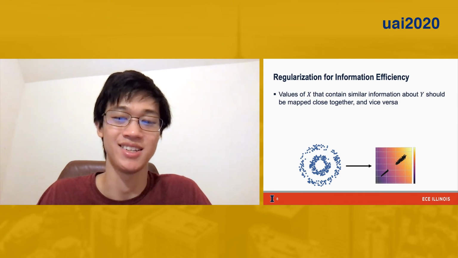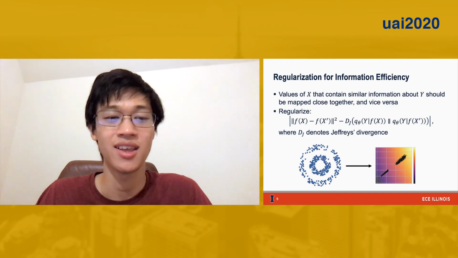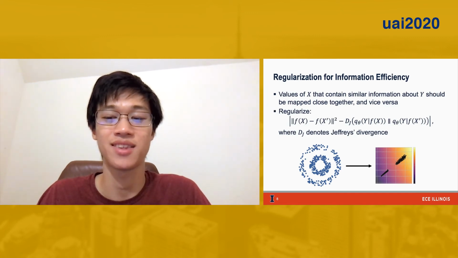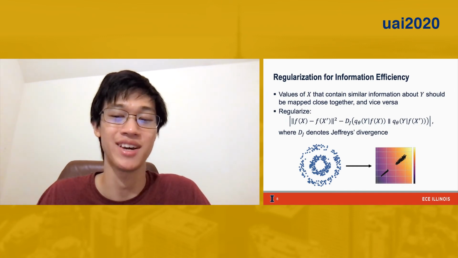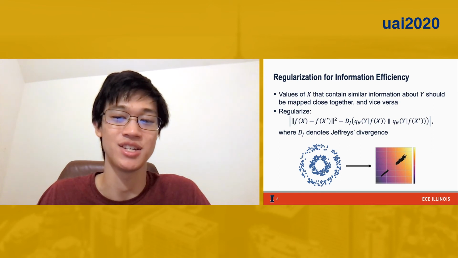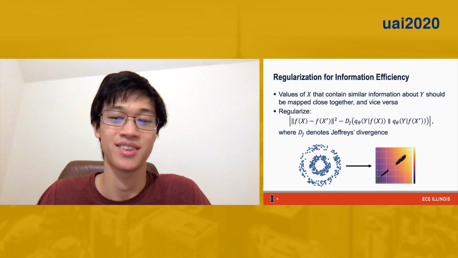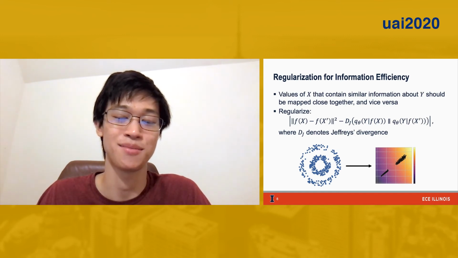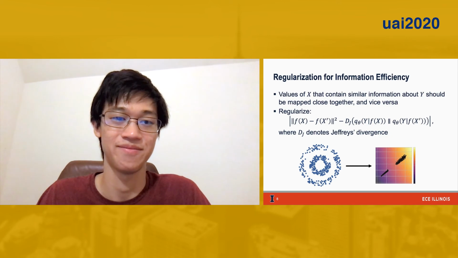We use this idea to define what we call the information efficiency property, and we introduce a regularization term that enforces this. Here, X prime is an identically distributed copy of X, and dj is the Jeffreys divergence. With this regularization term, we learn the illustrated feature mapping. As can be seen, the samples that have roughly the same distance from the origin are mapped close together as desired.